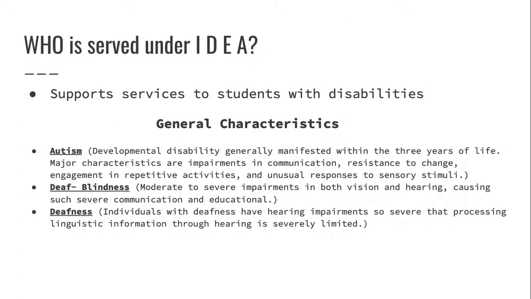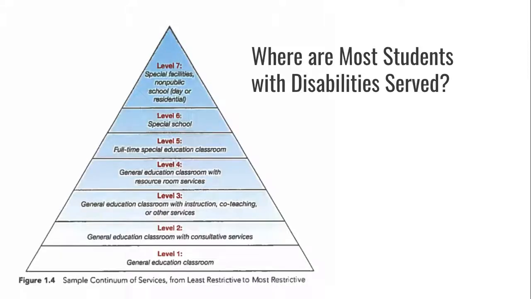Who is served under the IDEA? Support services are provided to students with disabilities. Some of the general categories are autism, which is a developmental disability; deaf-blindness, moderate to severe impairments of both vision and hearing, causing such severe communication and educational needs; and deafness, individuals who have hearing impairments so severe that processing linguistic information through hearing is severely limited.